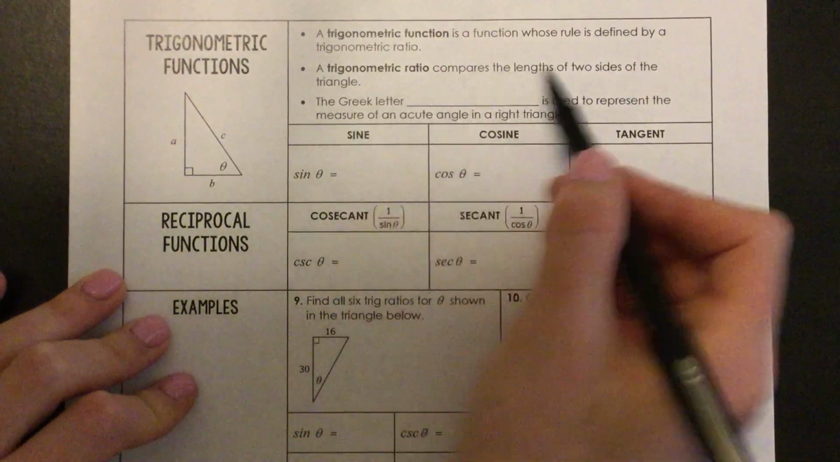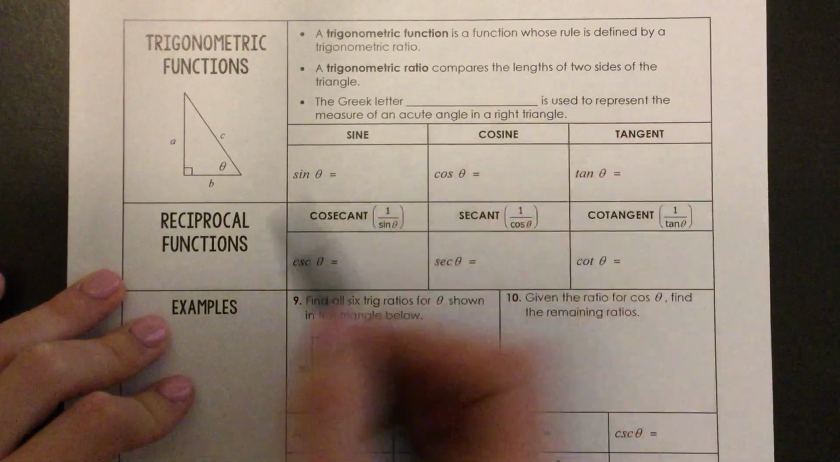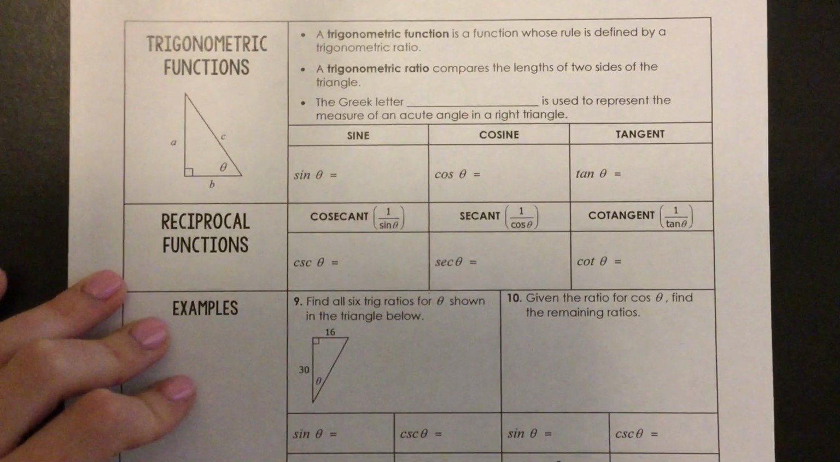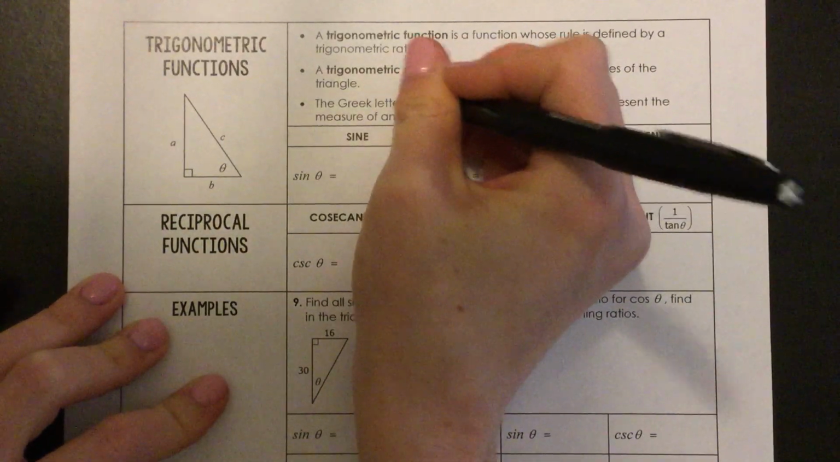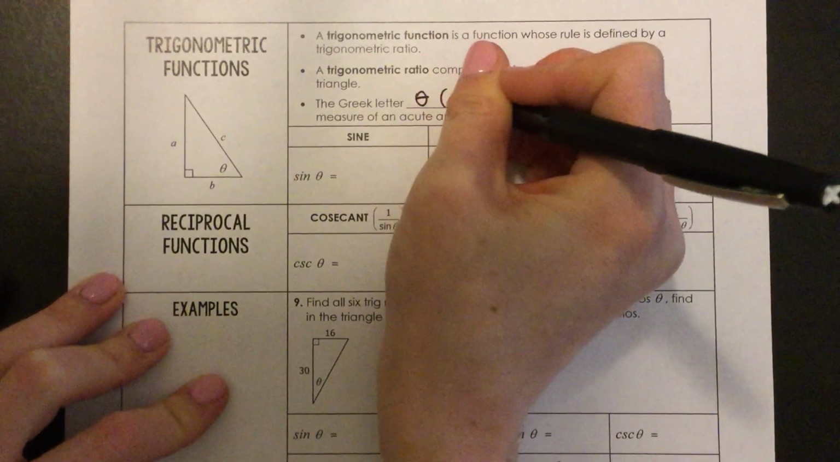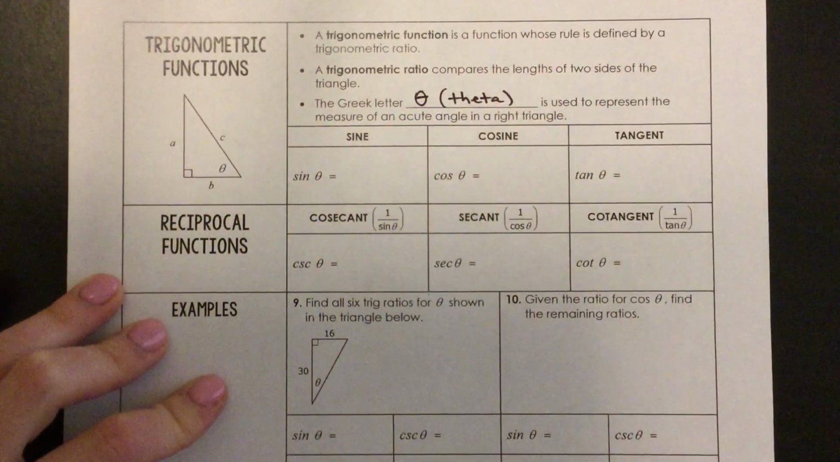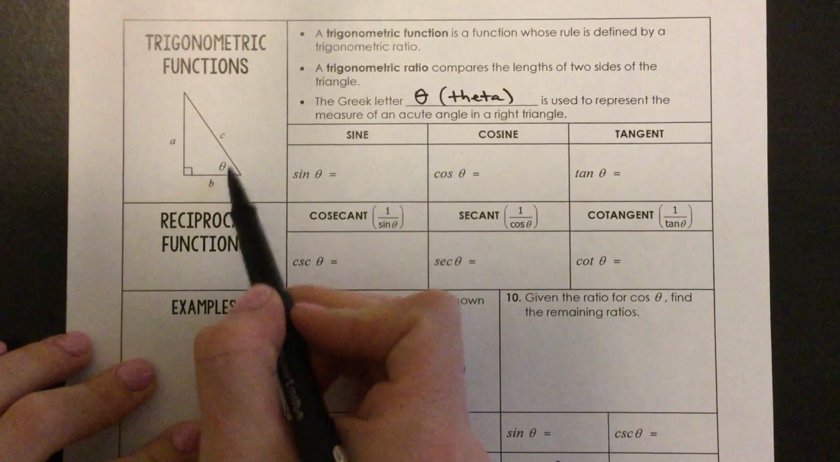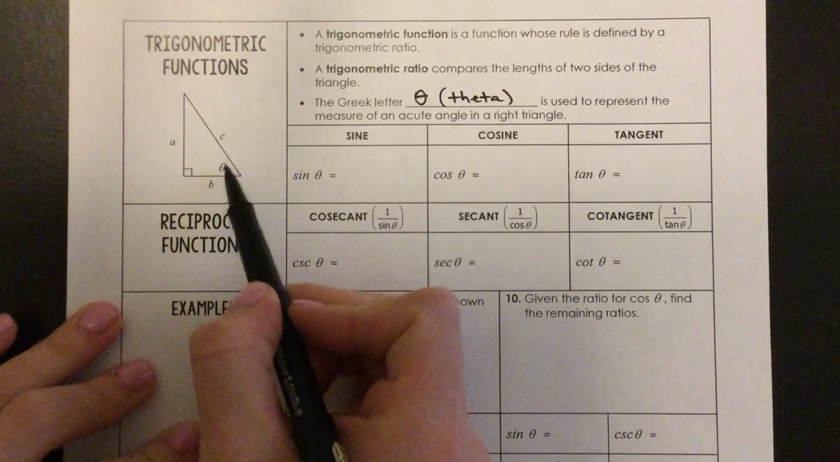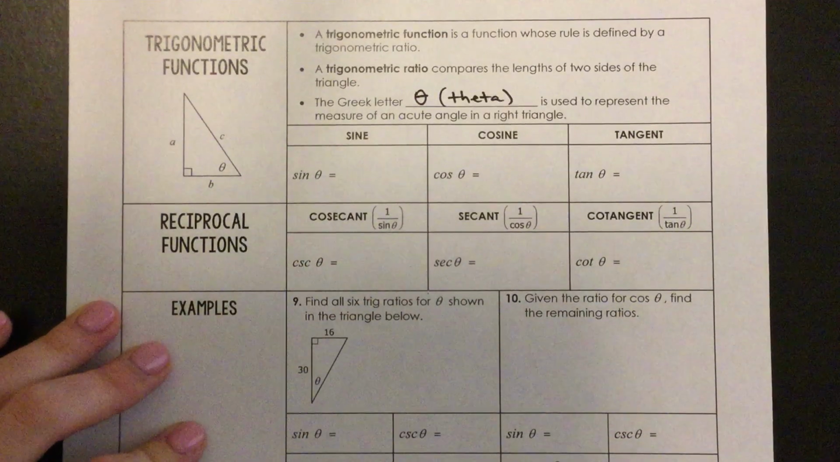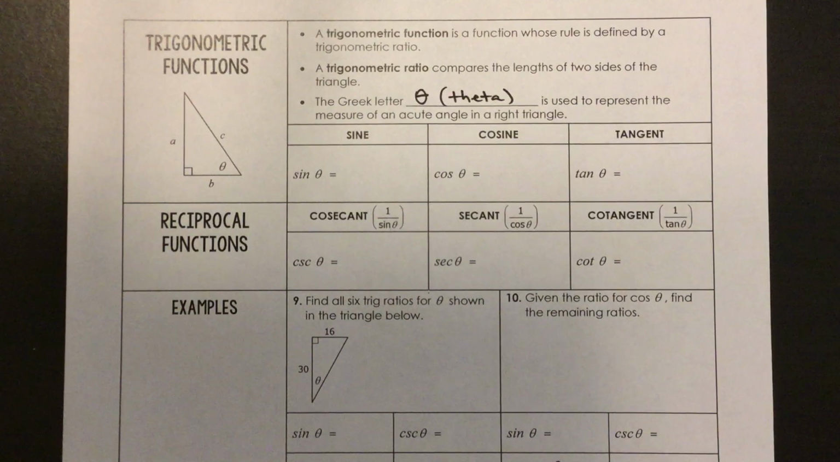All right, so the ratio compares the lengths of 2 sides of the triangle. So maybe A over B, maybe C over B, maybe C over A. And then the Greek letter theta, which looks like a 0 with a horizontal line through it, is used to represent the angle. So the acute angle, this guy right here. So in relation to this angle, you can talk about all of these different side lengths. So you guys hopefully remember SOHCAHTOA.